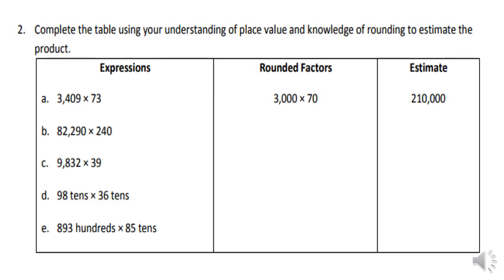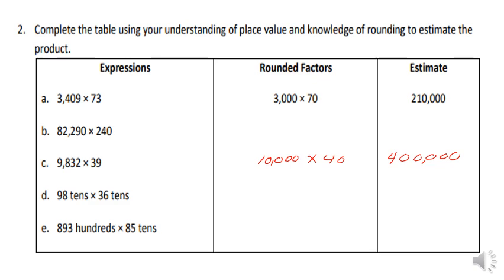Okay, expressions. You can see the first one was done. They rounded 3,409 times 73, and they rounded it to 3,000 times 70, and they were able to come out with 210,000. I'll do C with you. So I know 9,832 is going to be close to 10,000. It's closer to 10,000 than it is to 9,000. Times 39, I know is closer to 40 than it is 30. Now I know I got 4 times 1 is 4, and I can see I have 1, 2, 3, 4, 5 place values. So we'd end up with 400,000.